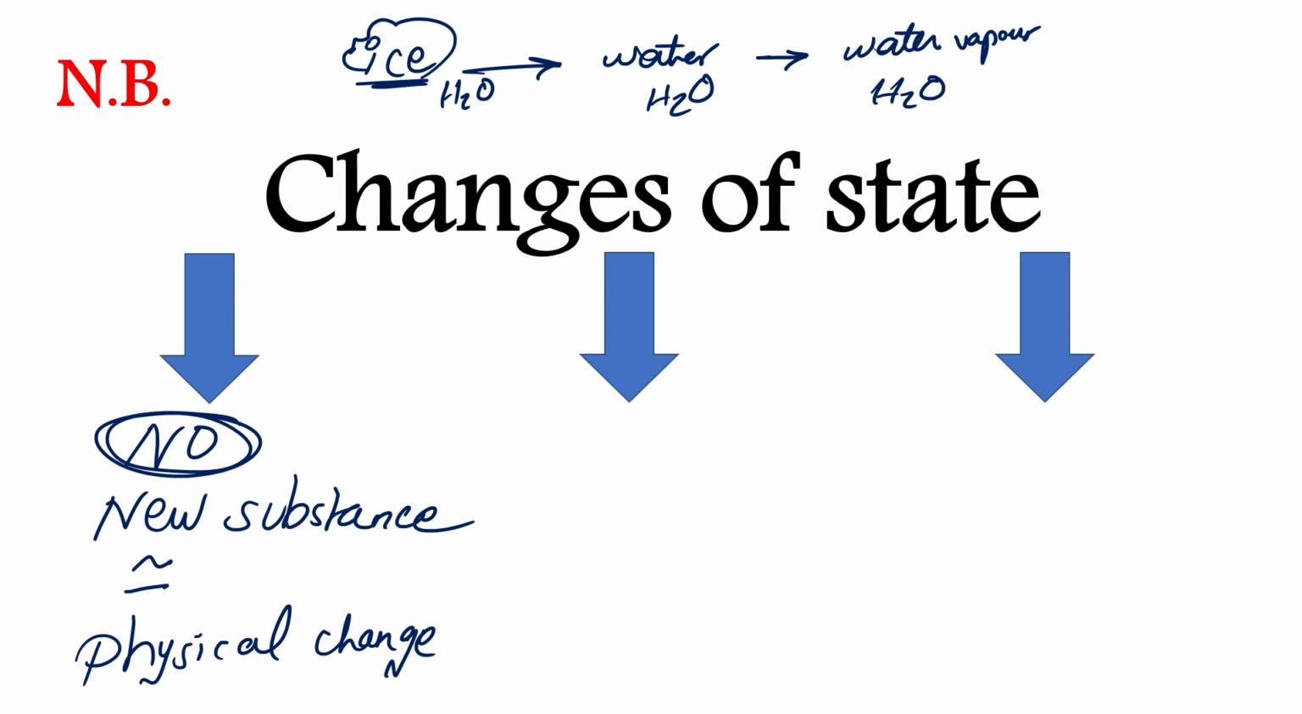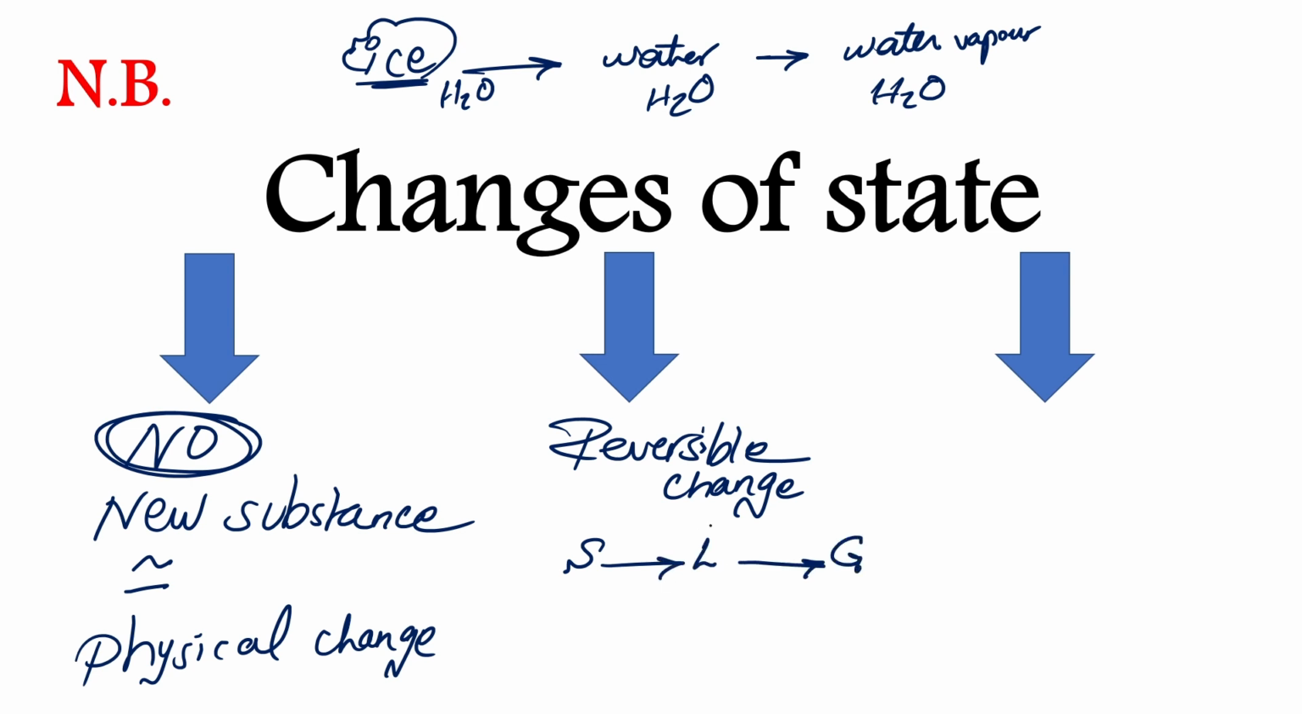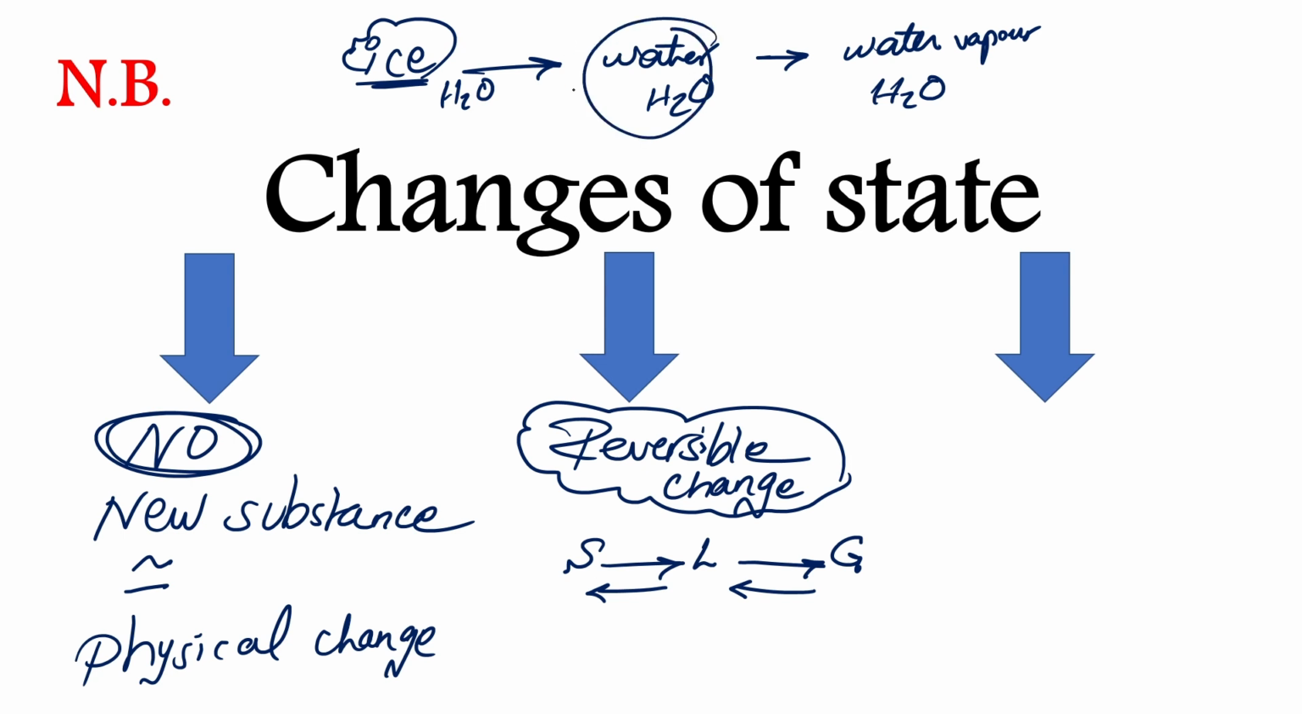The second point is that changes of state is a reversible change. What do we mean by a reversible change? We know that the solid turns into a liquid, the liquid turns into a gas. Reversible means we can get back the liquid, we can get back the solid. So from solid to liquid to gas, and from gas to liquid then solid. So this is a reversible change. If we have liquid water, we can turn it back into ice. If we have water vapor, we can turn it back into liquid water. So this is the meaning of reversible.